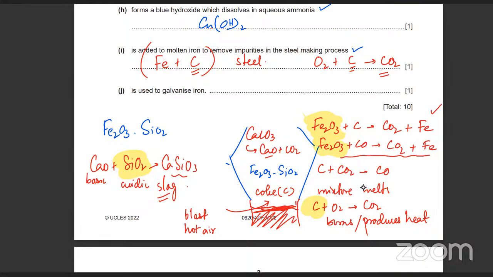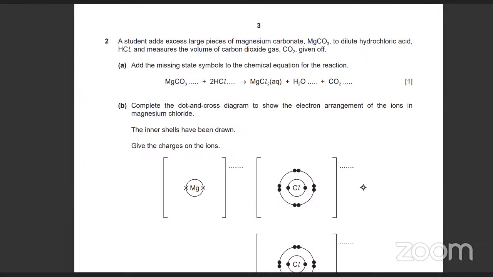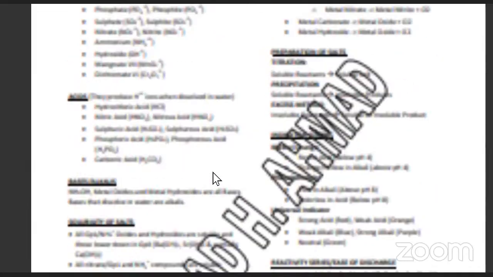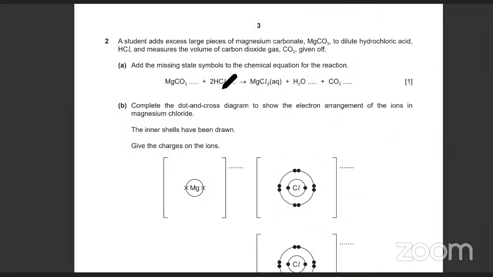Okay, now what is used to galvanize iron? What is used to galvanize? Zinc. Okay, that's zinc. Sacrificial protection. Okay, what is the state? Is it soluble, insoluble? Magnesium carbonate. Again, look at the data sheet. Solubility of carbonates: all carbonates and phosphates are insoluble, except group 1. Group 1 is soluble, otherwise they're all insoluble. So this one is insoluble. It's a solid.